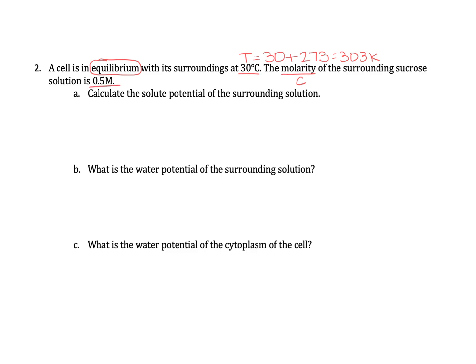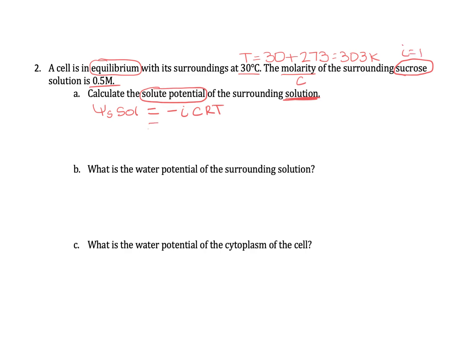We're going to calculate the solute potential. So we're looking to the right side of that equation sheet, and we see that the solute potential of the solution is going to be equal to negative iCRT. Okay, so we're going to go back up here, and we see it's sucrose, and that means i is going to be equal to 1.